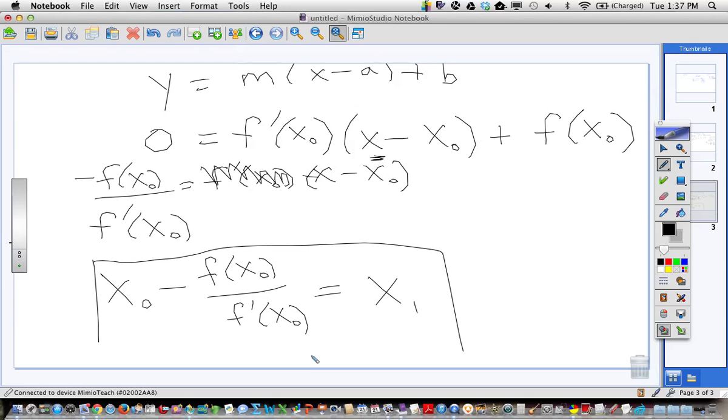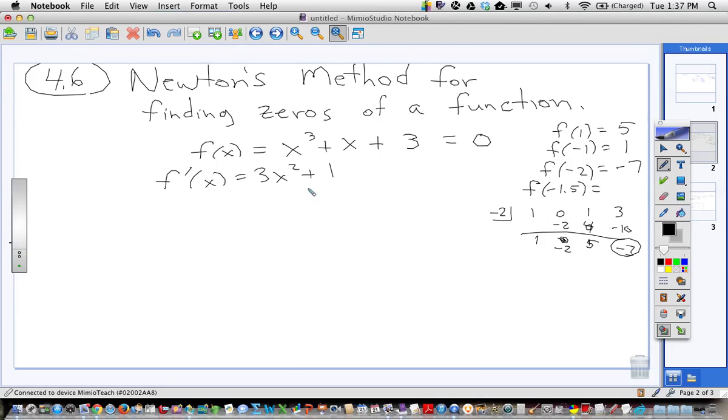Okay? And then what do we do? We repeat that. We take x1 that we got and we plug that into this. You see what I mean? So this is going to shortcut it for us a little bit. Now, it's still long, but it's definitely easier than writing the tangent line equation every time and solving it every time. Okay? So let's go back to this problem we were doing.